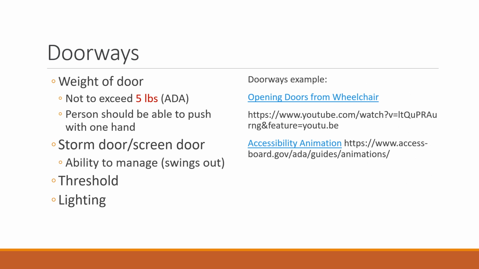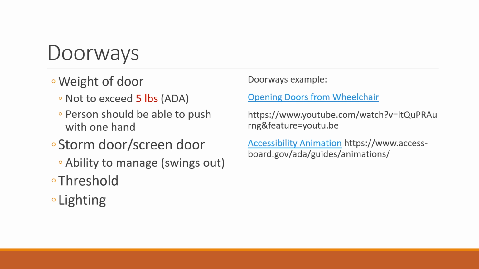With ADA compliant doors, they should not be more than 5 pounds, and a person should be able to open it with one hand. If a person has a storm or screen door, we need to consider how they will open, especially if the door opens out towards them. How to navigate thresholds will also be an area to educate. And also, as I mentioned before, having good lighting is very helpful when it comes to opening and closing doors.